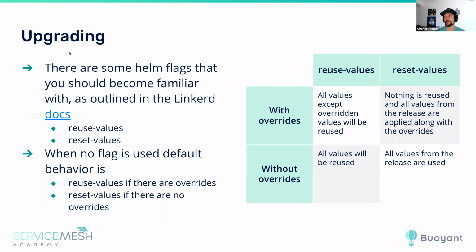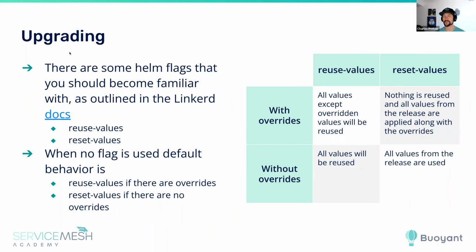For the most part, the default behavior is fine. I've never seen anybody ask questions about these particular flags. So most of the time, you'll be able to Helm upgrade without having to specify any of these flags, which means that there's a default behavior that occurs. Reuse values is the default behavior if there are overrides, and reset values if there are no overrides.